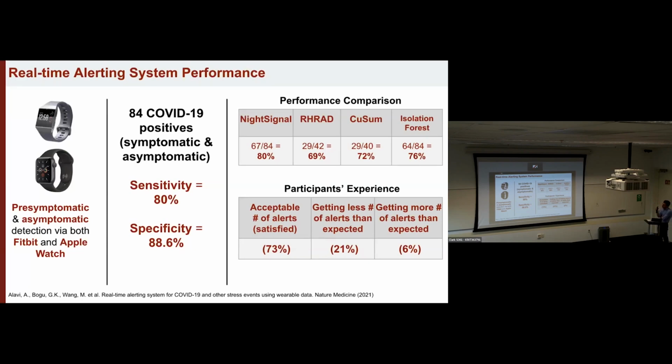as basically popular anomaly detection algorithms for time series data. And the sensitivity was 80% and specificity was 88% for the night signal.